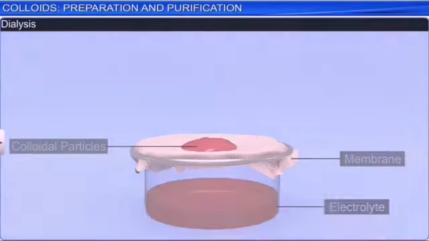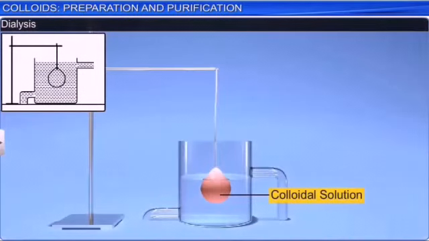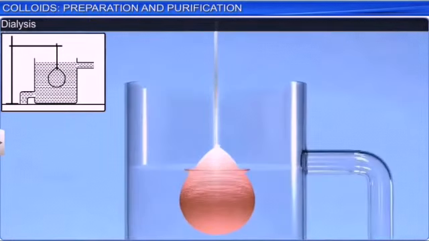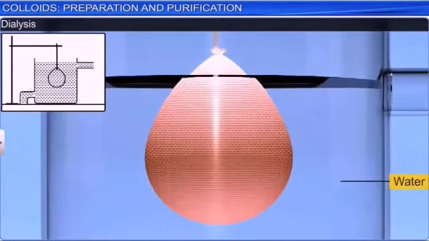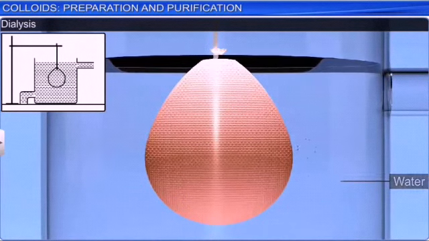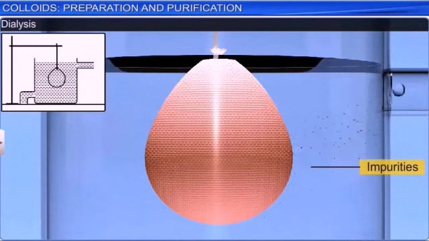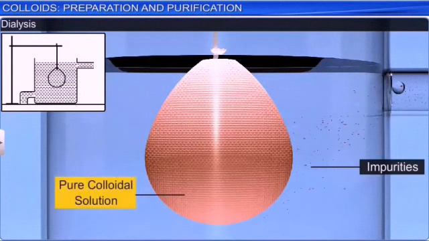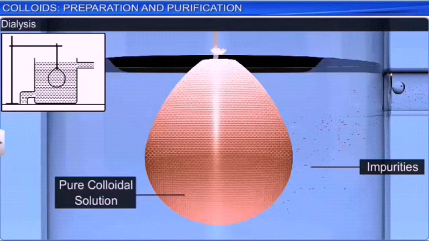The colloidal solution is taken in a bag of parchment which is suspended in a vessel through which fresh water flows continuously. The impurity is slowly diffused out of the bag, leaving behind the pure colloidal solution. The apparatus used for this purpose is called dialyzer.